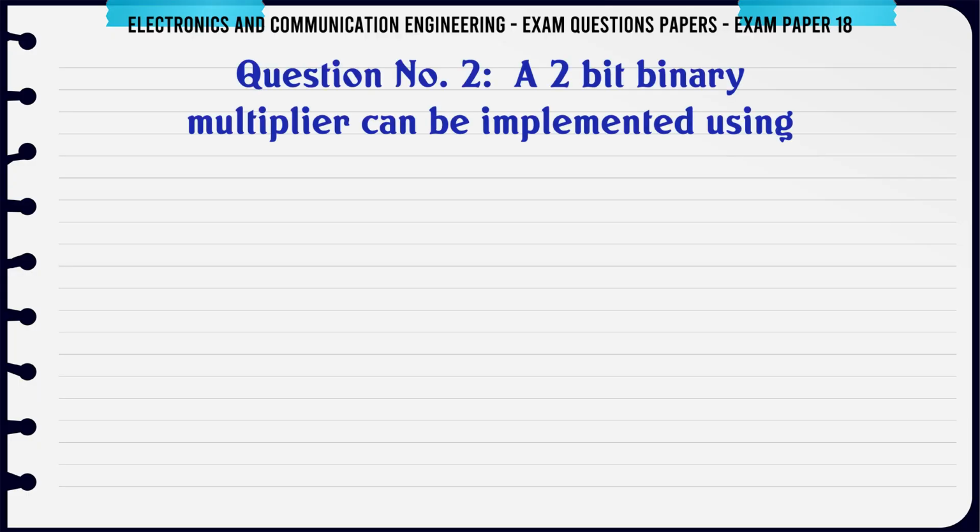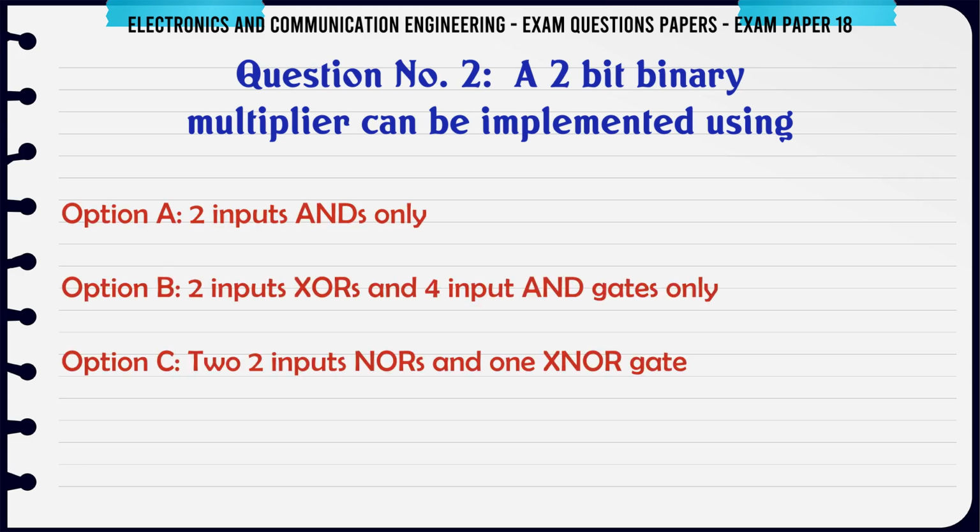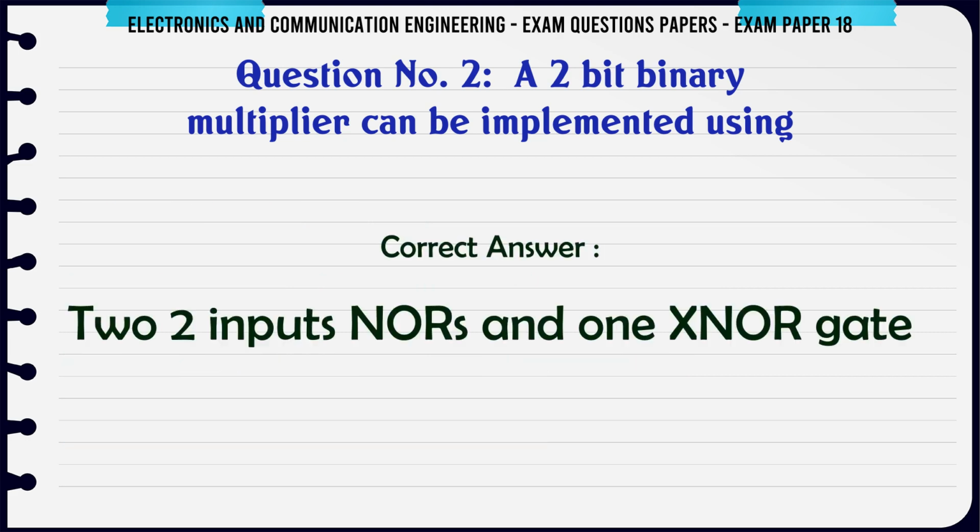A 2-bit binary multiplier can be implemented using A. 2 inputs ANDs only, B. 2 inputs XORs and 4 input AND gates only, C. 2 inputs NORs and 1 XNOR gate, D. XOR gates and shift registers. The correct answer is 2 inputs NORs and 1 XNOR gate.